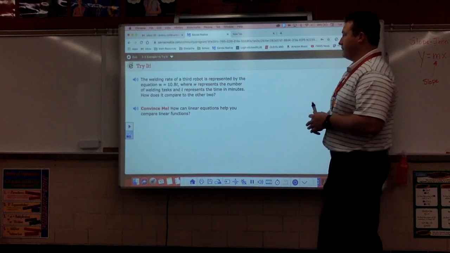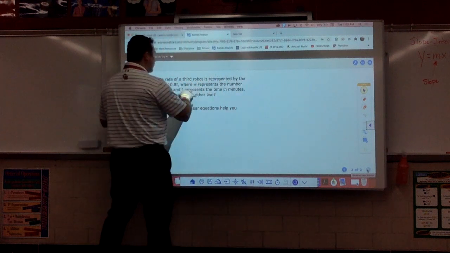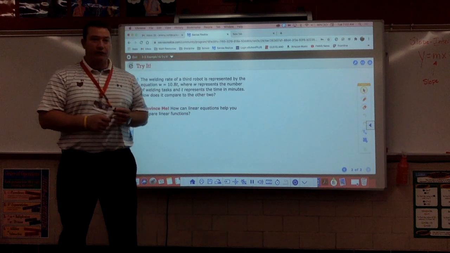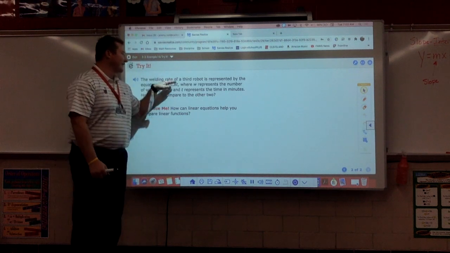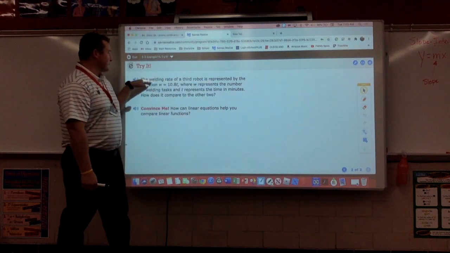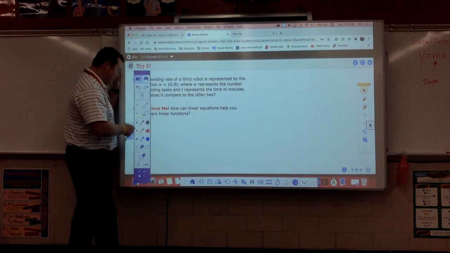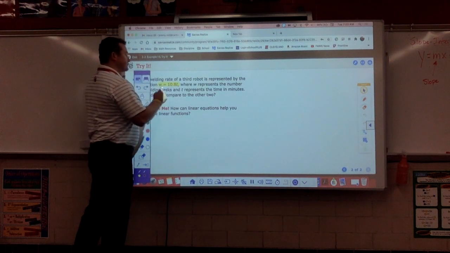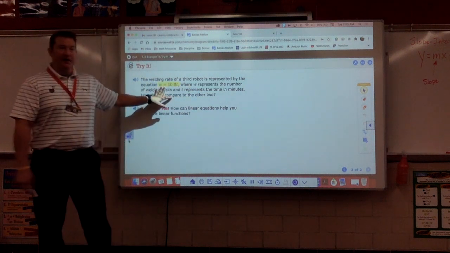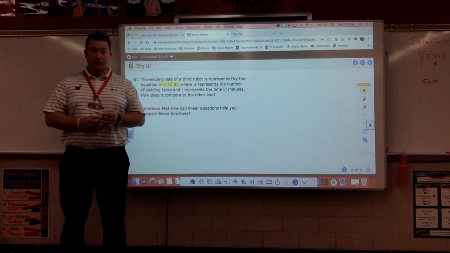Oh, wait a second, folks. We got a third robot. This is the Knoll 4000. It has a welding rate, guys, and they give me an equation right here. W again is the number of welding tasks, and T, of course, is time. How does it compare to the other two?